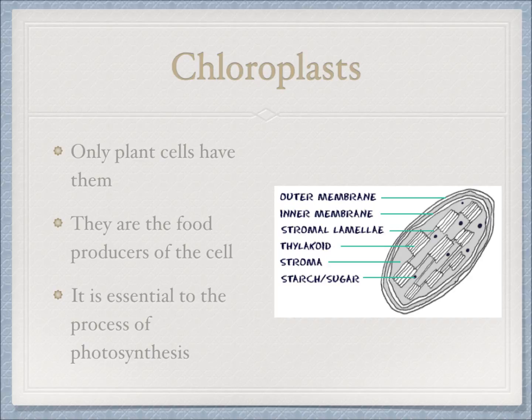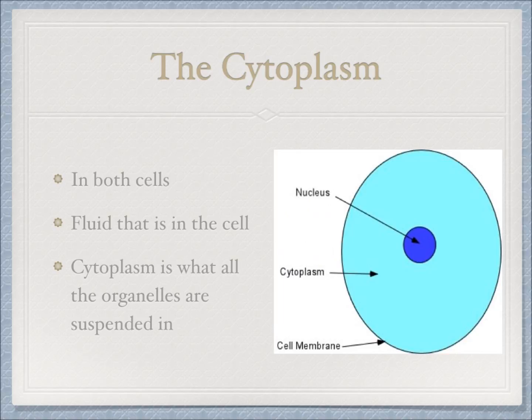Chloroplast. Only plant cells have chloroplasts. They are the food producers of the cell. It's essential to the process of photosynthesis, which produces the food for a cell. In the picture, you can see a chloroplast.